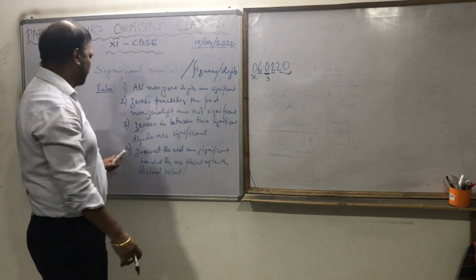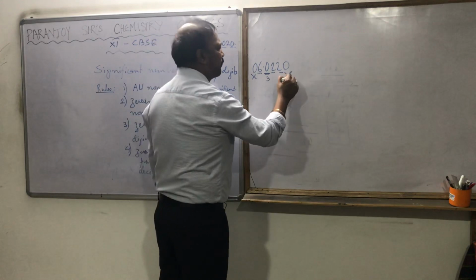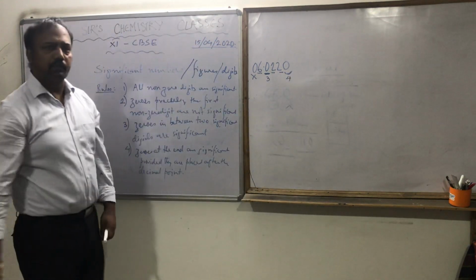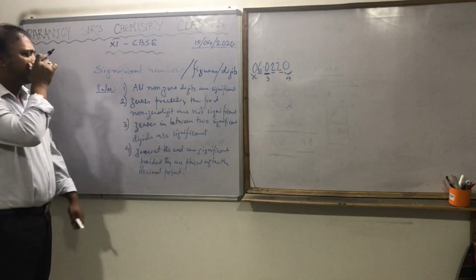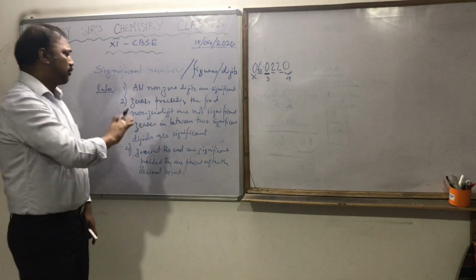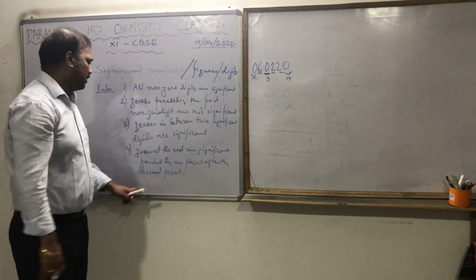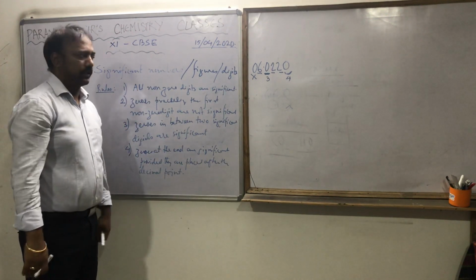Why is this 0 significant? According to rule number 4: the zeros at the end are significant provided they are placed after the decimal point.